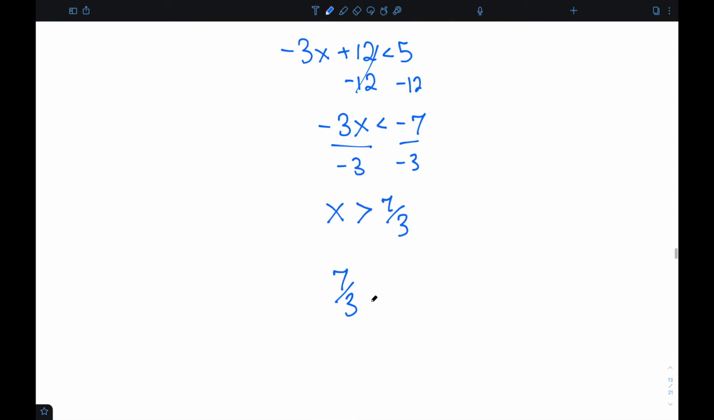This means x has to be bigger than 7 over 3, so it goes from 7 over 3 to infinity. And this time we use parentheses since we do not include the point 7 over 3.